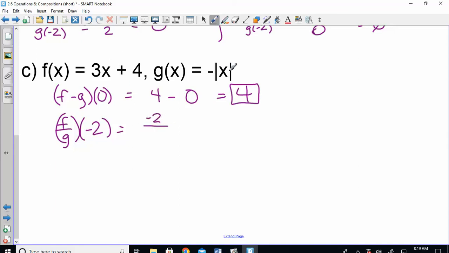Put a -2 in g. The absolute value of -2 is 2. The opposite of that is -2. And we get 1. Did we do okay on those?